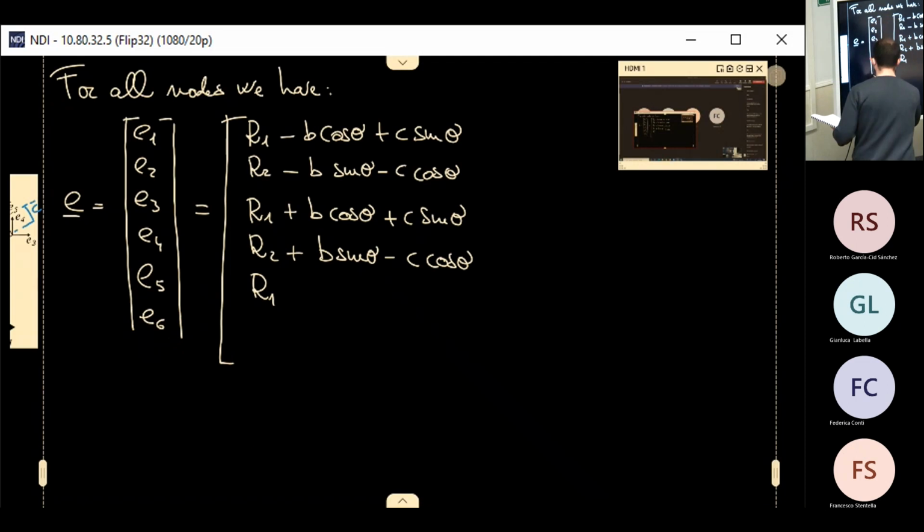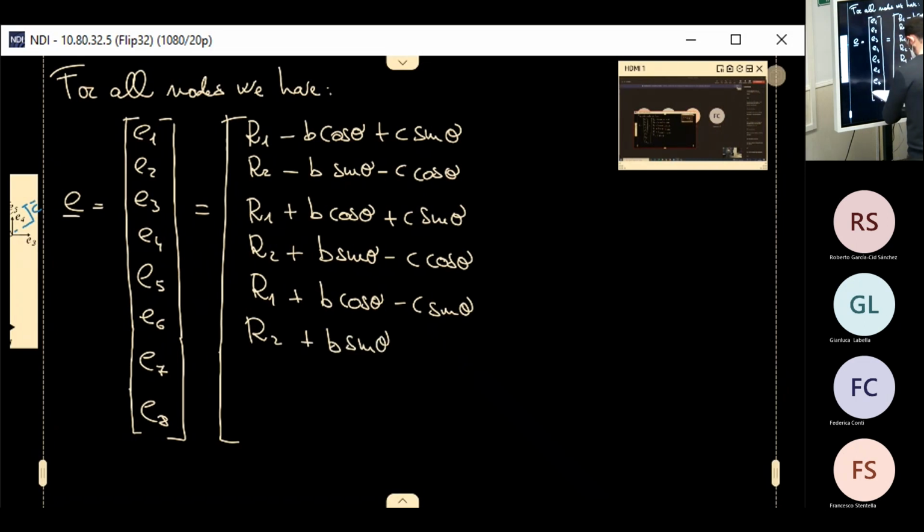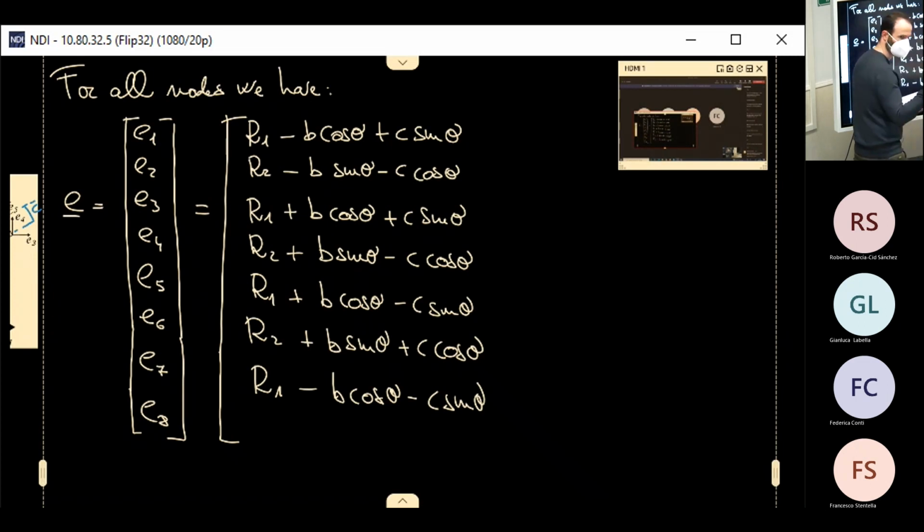So here I made a mistake because we have R8. It's longer than expected. C5. I mean, this is just for you to know. I will not expect you to derive all of this at the exam. Maybe the first one.